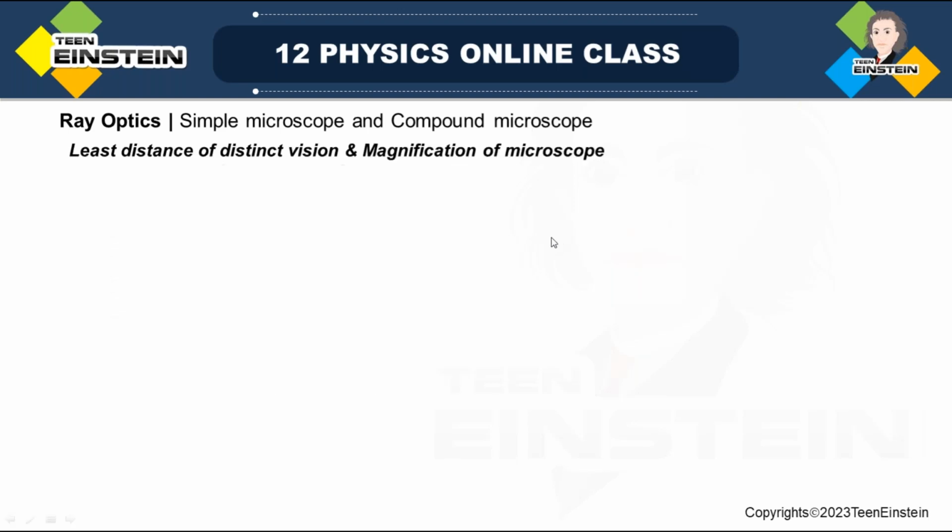Before we start learning about simple microscope directly, let us learn few terms which we are going to use here. One is least distance of distinct vision. Okay, so this is related to human eye, and the other one is magnification of microscope. So these two terms will be using while discussing simple microscope as well as compound microscope, and even in case of telescope also will be using these terms.